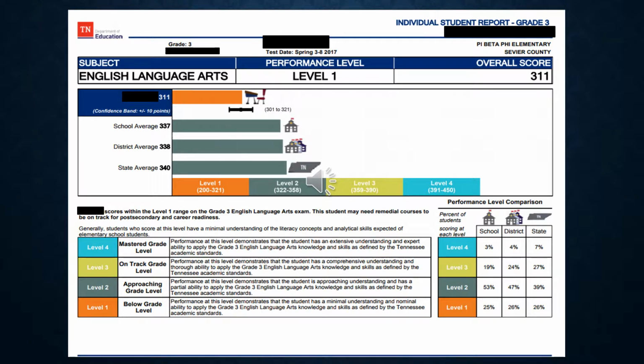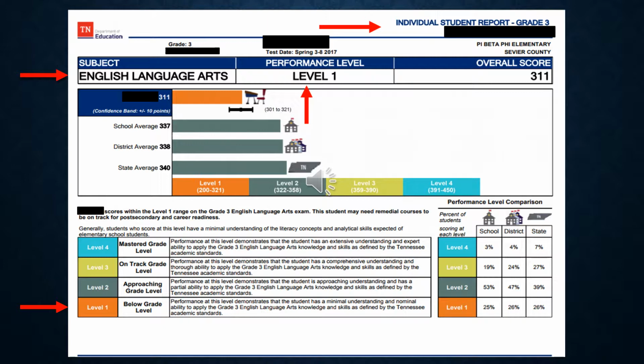The first thing that you will notice is that it is labeled English Language Arts in the subject box. In the top right-hand corner, you will see that it is grade 3. You will also notice that this student was performance level 1. You will notice an explanation for performance levels at the bottom. Level 1 says below grade level. We will talk about this more in just a second.